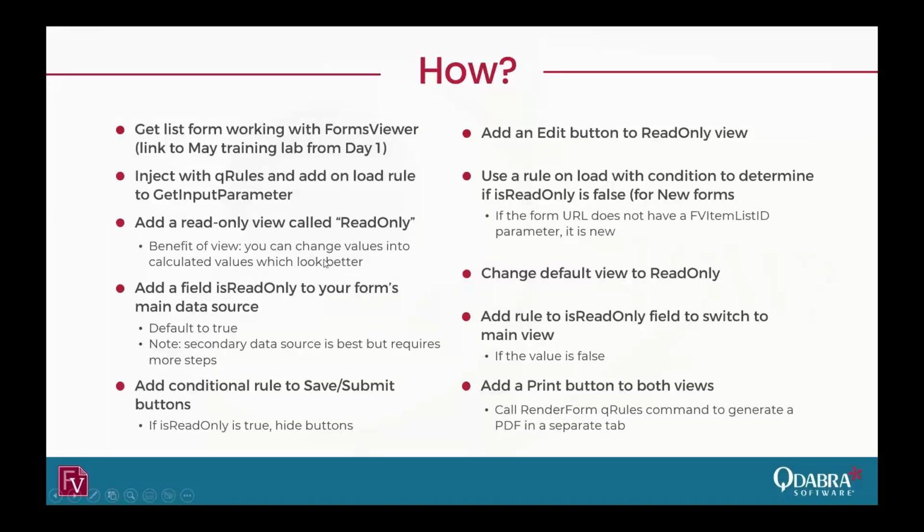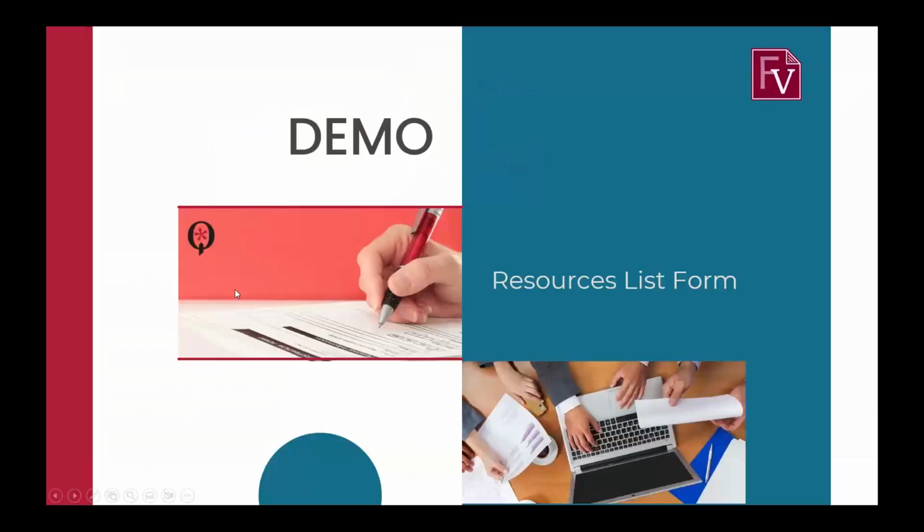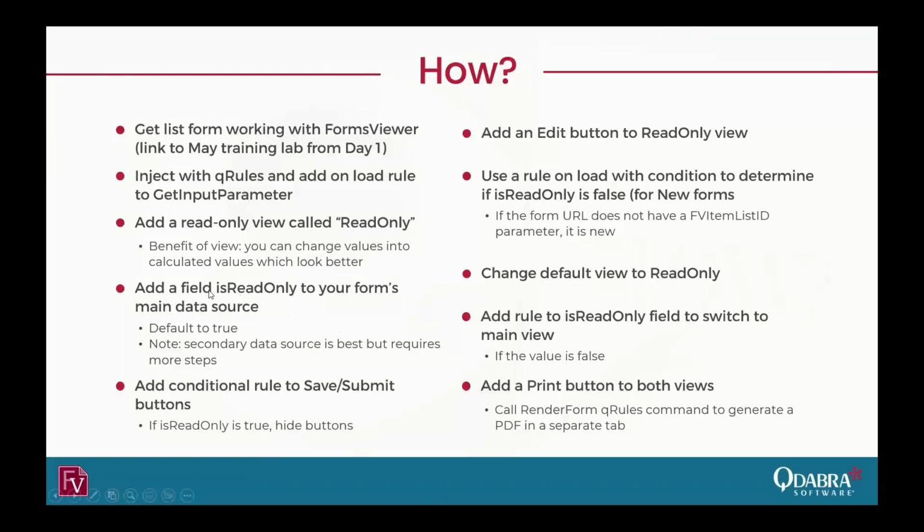So we've done that. So you're going to add that read-only view. You're going to make sure that you have a field in your main data source called isReadOnly that you can use. In our case, we're using the list item to switch to that view. So we're using a different variable in the form, FB list item. I think it's called list item ID in our sample. But you can call it whatever you want, but you need a field in your form that you set so that you can switch the view. And it's true by default, and then you set it to false if there's an ID in the URL.